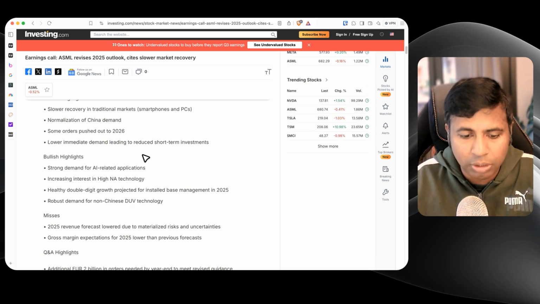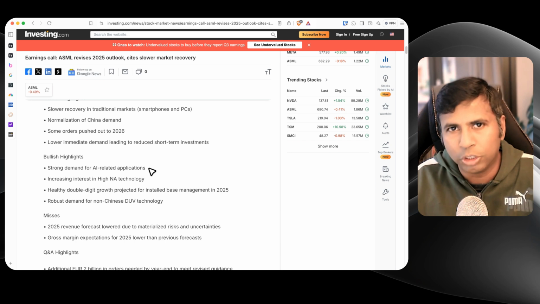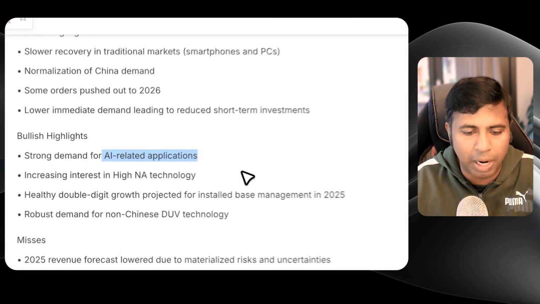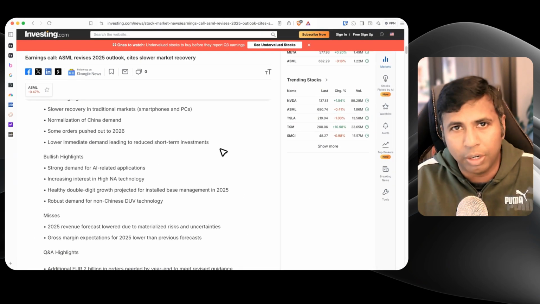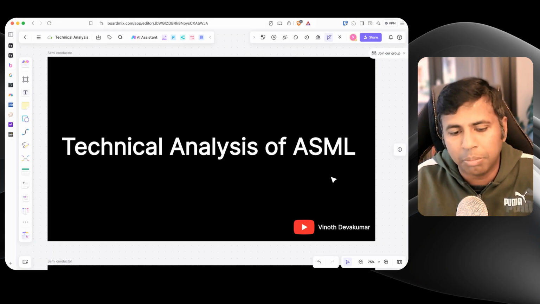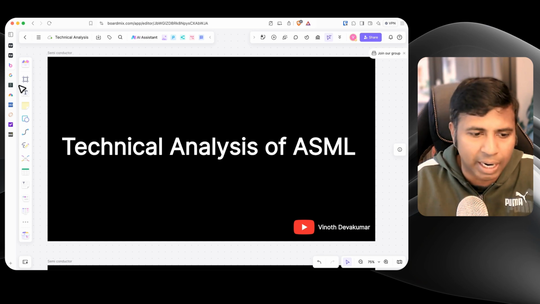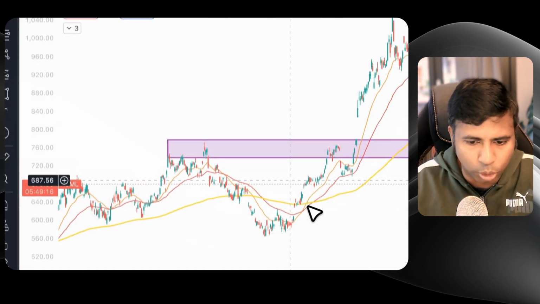These were the negatives. If we look, there were a few positives as well. They are expecting strong demand for AI based applications as well. But the overall picture wasn't very rosy. Let us now look at the ASML stock price. Let's do a technical analysis. We'll look at the ASML stock price.